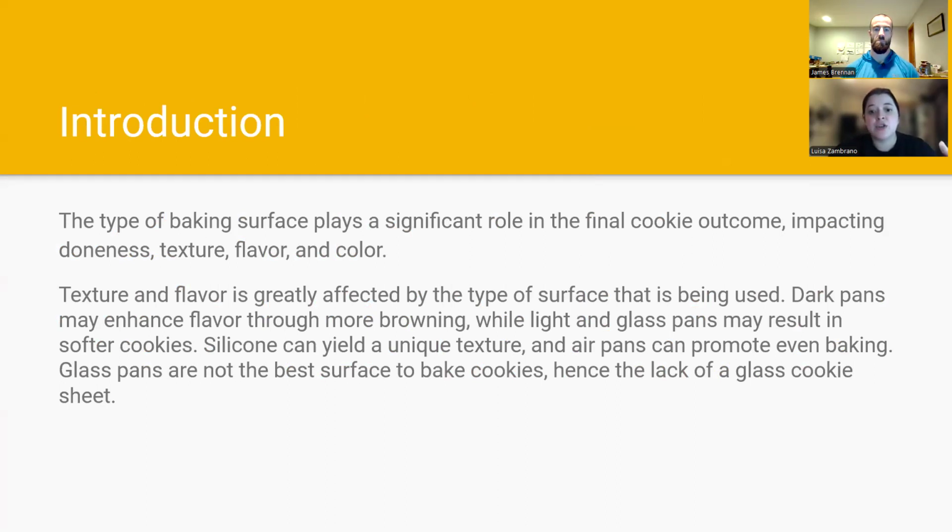Dark pans tend to enhance the flavor due to more browning, while light and glass pans may result in softer and lighter cookies. Silicone pans can yield a unique texture, and air pans can promote even baking. Glass pans are not the best surface to bake cookies, hence the lack of glass cookie sheets.